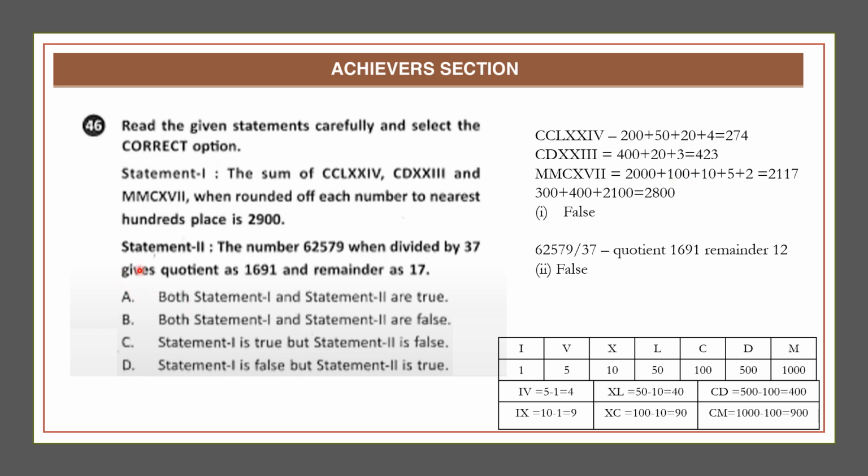Now let's check the second statement. The number 62,579 when divided by 37 gives quotient 1691 and remainder as 17. So when we divide it, we get the quotient as 1691 but the remainder is 12. So this statement is also false. So both statement 1 and statement 2 are false. So our answer is option B.